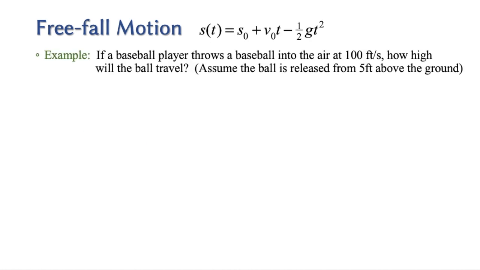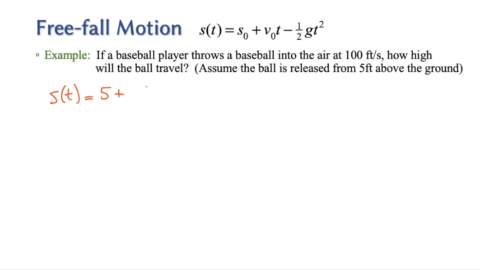Okay, so looking at our first example here, we're looking at a baseball player throwing a baseball straight up into the air at 100 feet per second. And we'd like to calculate how high the ball will travel. So again, in this case, we've got to find all the little pieces to create our position function. So first off, our position function here, s of t, is going to equal 5, because as it said, it was released from 5 feet above the ground. That's going to be our initial height.